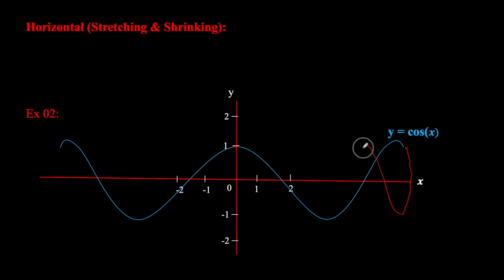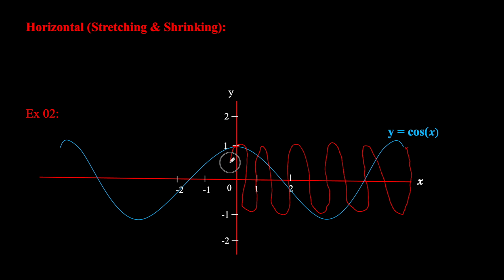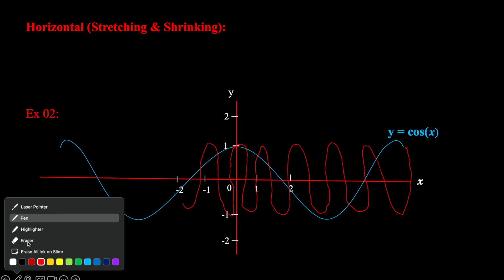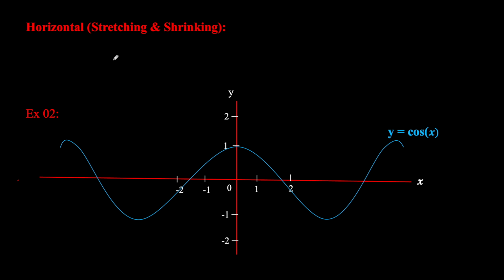You see the movement, it is moving a lot, many waves, but it is always between 1 and minus 1. You see, this is shrinking horizontally. Now, if I want to stretch it horizontally, it will be like that.